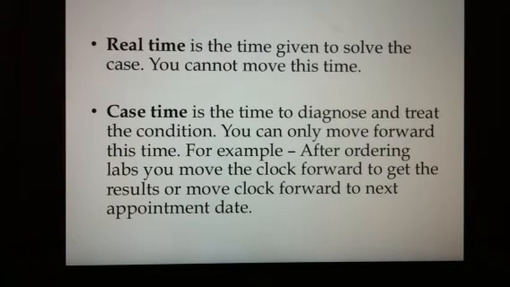Or after ordering imaging, CT, MRI, X-rays, you move the clock forward to get the imaging results. Or even if you send the patient home, you move the clock forward to bring the patient to the clinic or to the hospital for the next appointment.